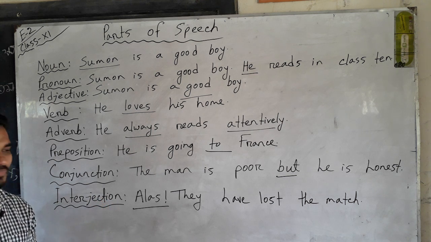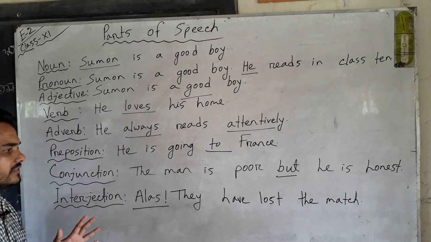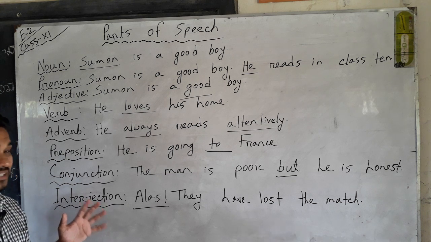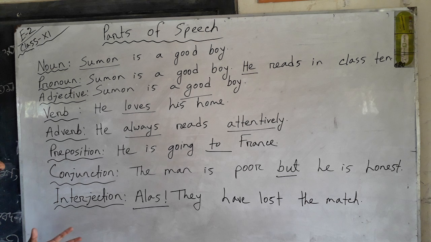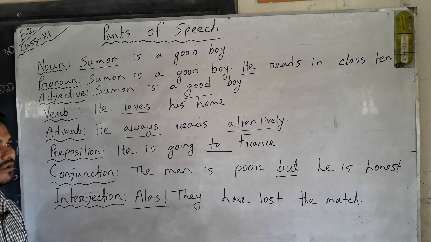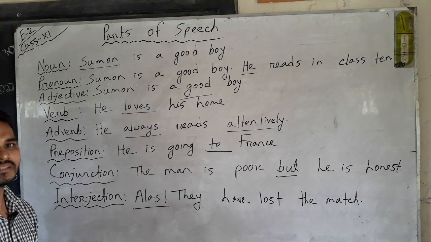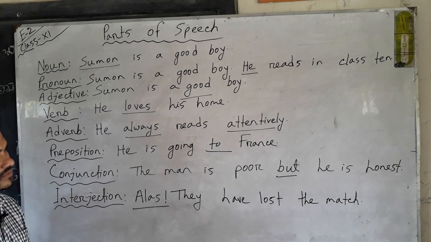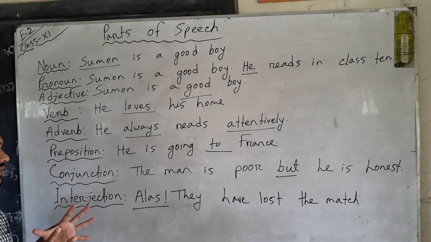Being used in a sentence, here alas is used. Alas expresses sudden emotions. And after reading alas in this sentence, the reader stops for some time and then he will start the sentence, they have lost the match. So here the word alas is an interjection.